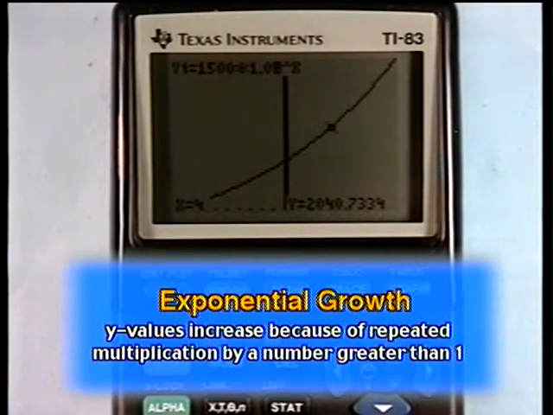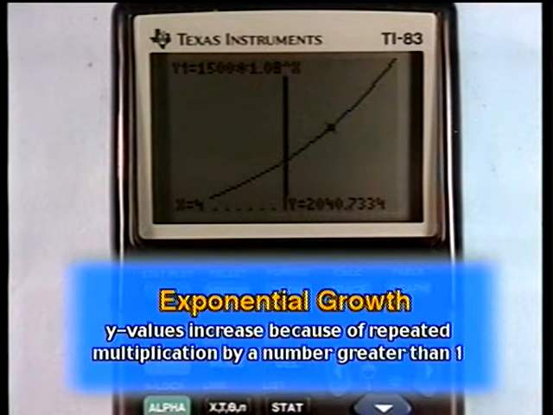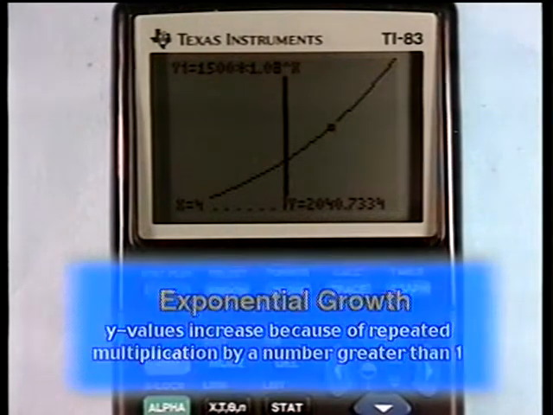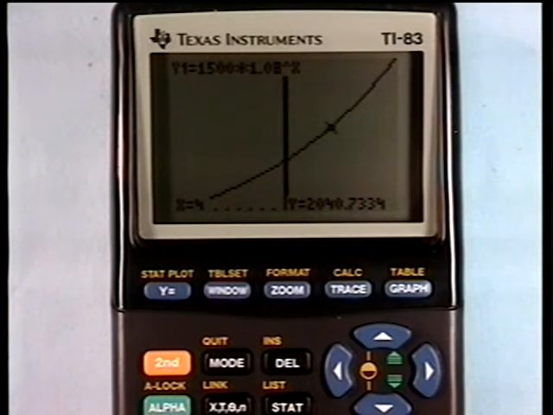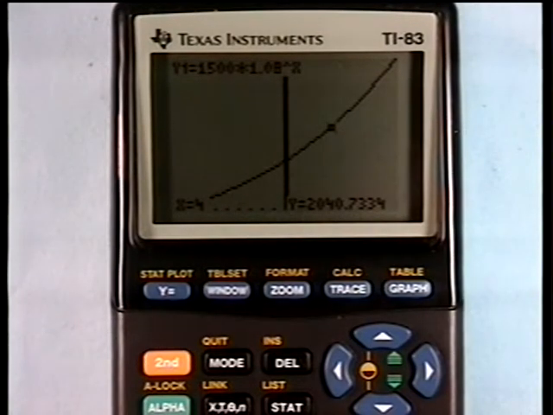This is called an exponential growth picture because the y values increase repeatedly by the multiplication of a number greater than 1. We're multiplying $1,500 repeatedly by 1.08. The number of times it's being multiplied by 1.08 is represented by 1.08 being raised to the x power.